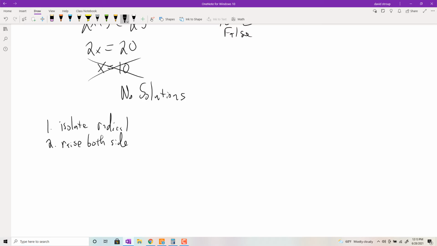That's what I mean by raise both sides to the nth power. If that n value is even, you must check your solutions.